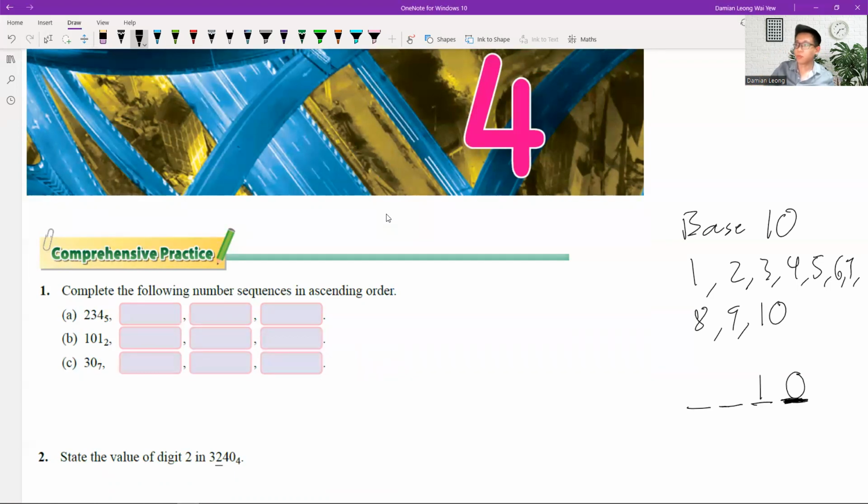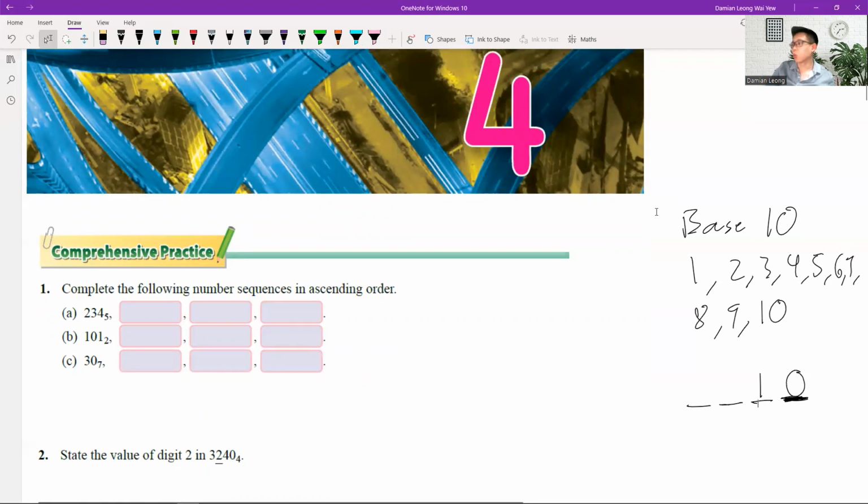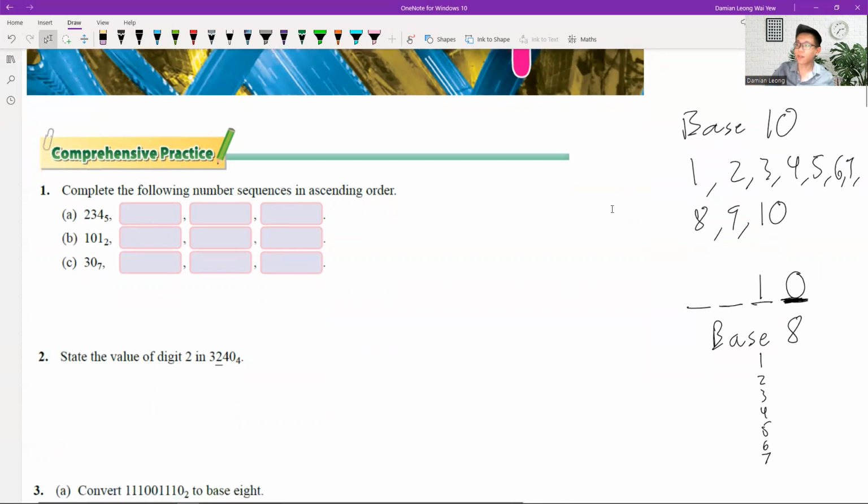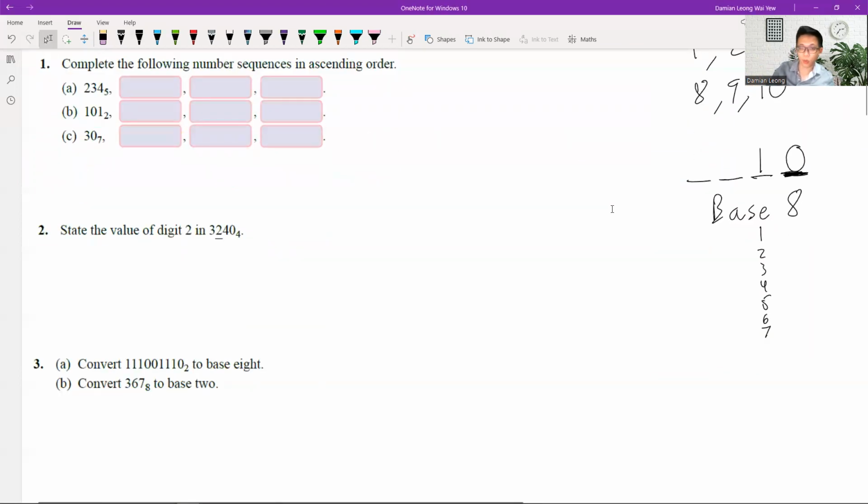In other bases, it works the same way. But instead of reaching until 10, it reaches until whatever number your base is. So for example, let's just say base 8. You go from 1, 2, 3, 4, 5, 6, 7. After 7, basically would be 8.